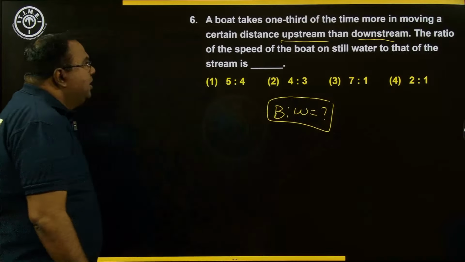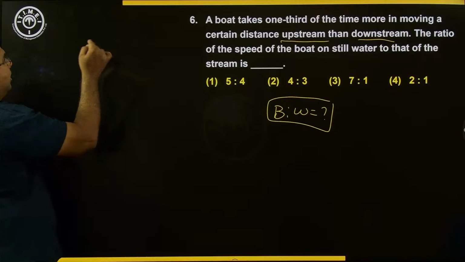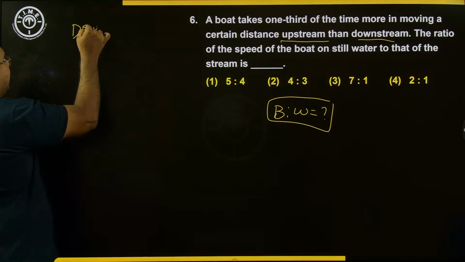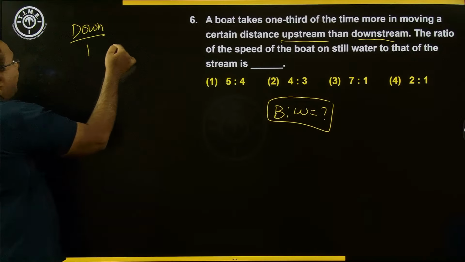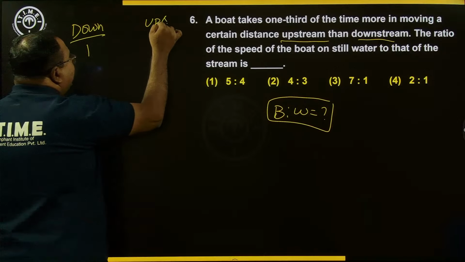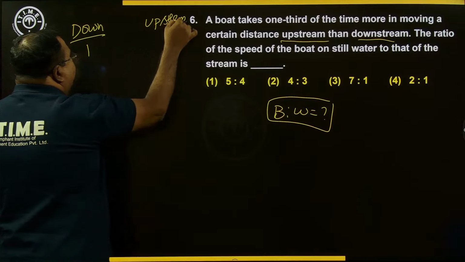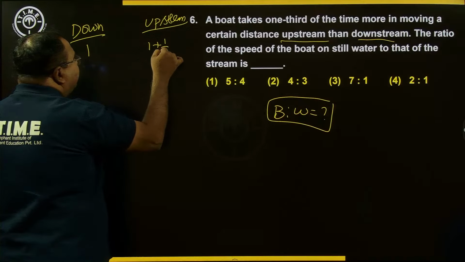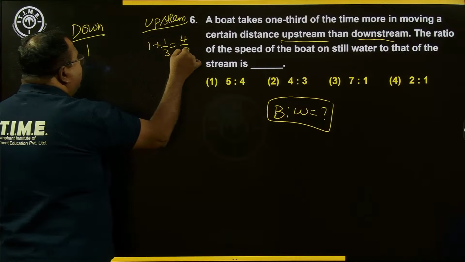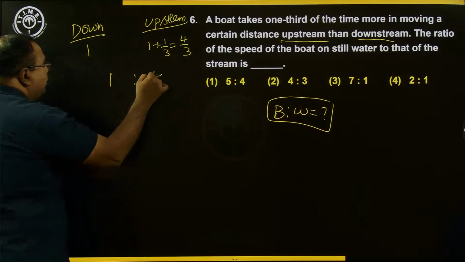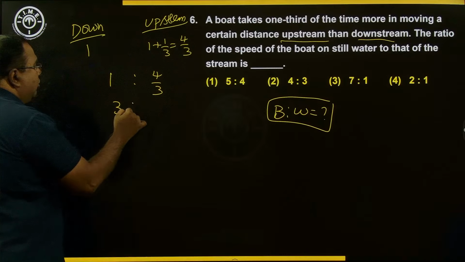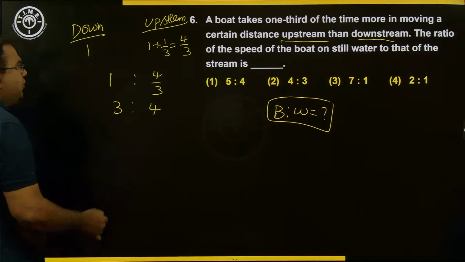Okay. Upstream it is taking 1/3 time more. Now, just see here, downstream, if I am taking 1 hour, upstream, I'll be taking 1/3 more. 1 plus 1 by 3, 4 by 3. If I look at the ratio, downstream is to upstream is 3 is to 4.